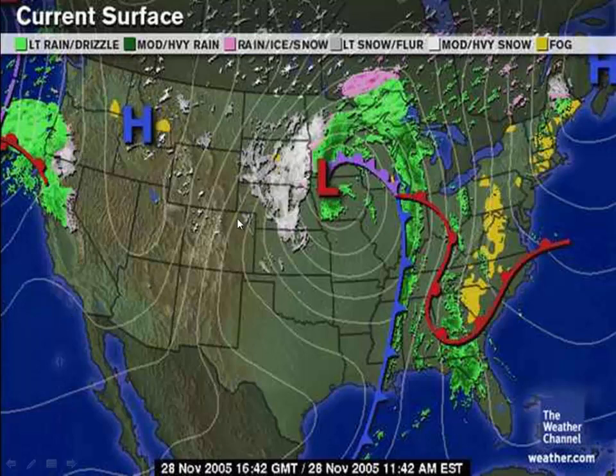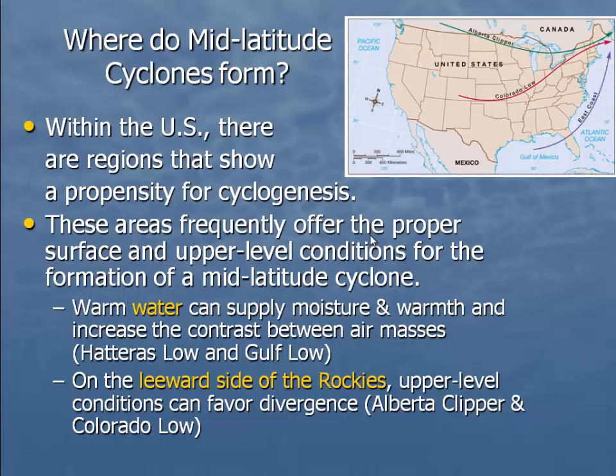The only places that really weren't experiencing this were places out in the Intermountain West, and they were already dealing with another mid-latitude cyclone that was beginning to come on shore. So on surface weather maps, and again, this is from November, you can see we are in that fall-winter period where these mid-latitude cyclones are most numerous and well-developed.